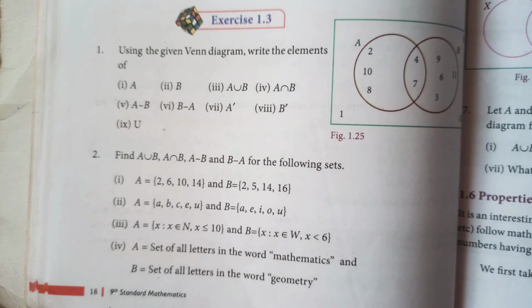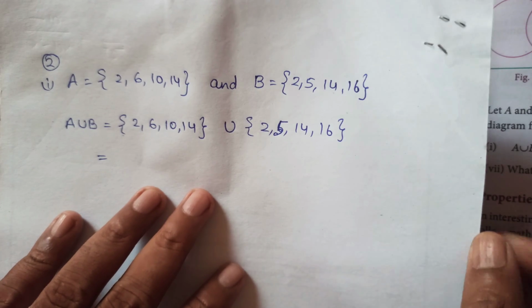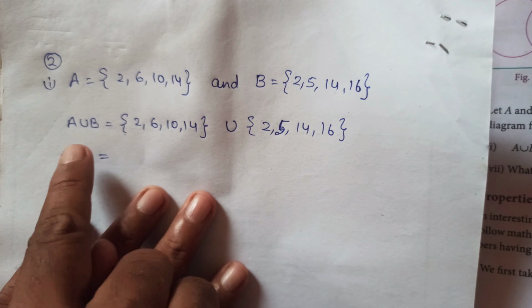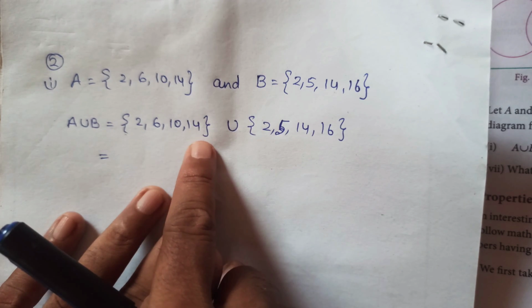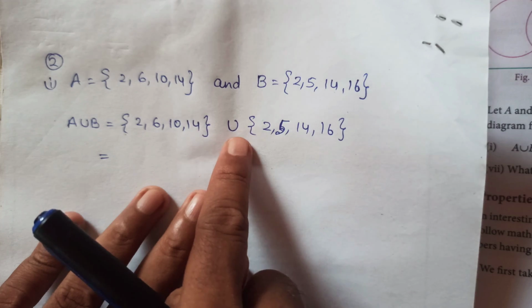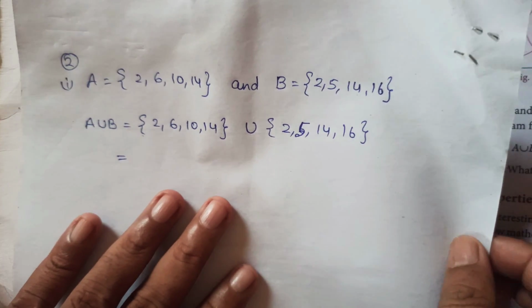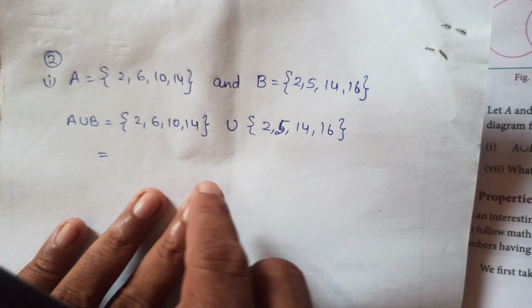For finding union, we write set A, set B, and we write it in representation form, that is A union B. So we are given A and B, and now we will find the value of A union B.